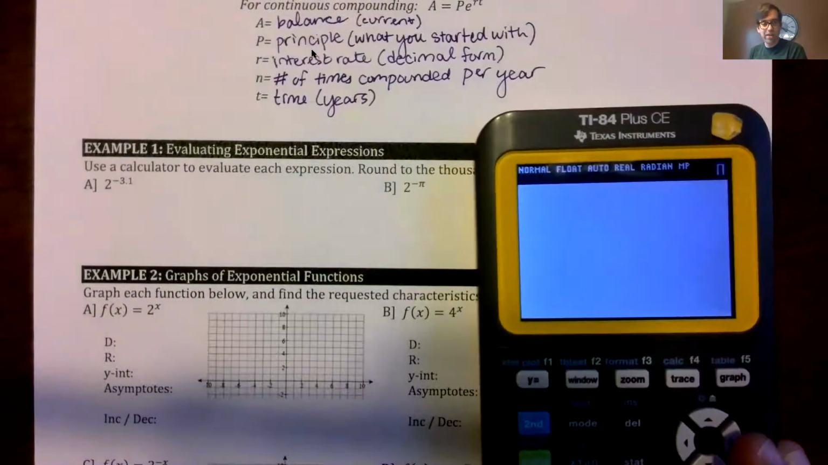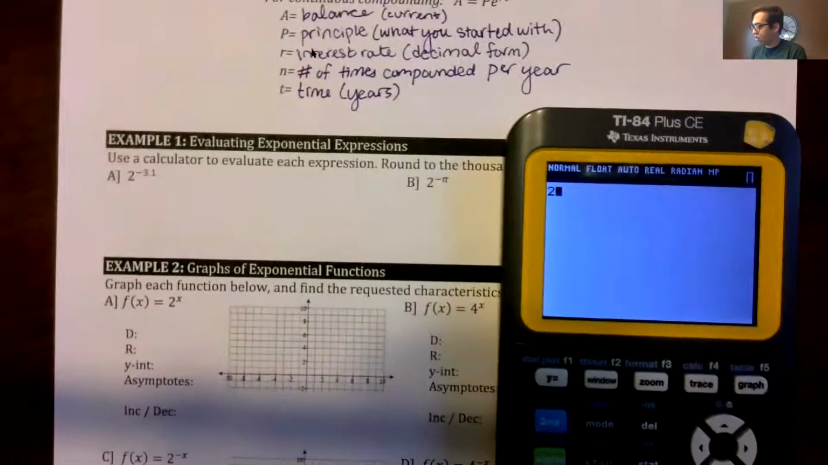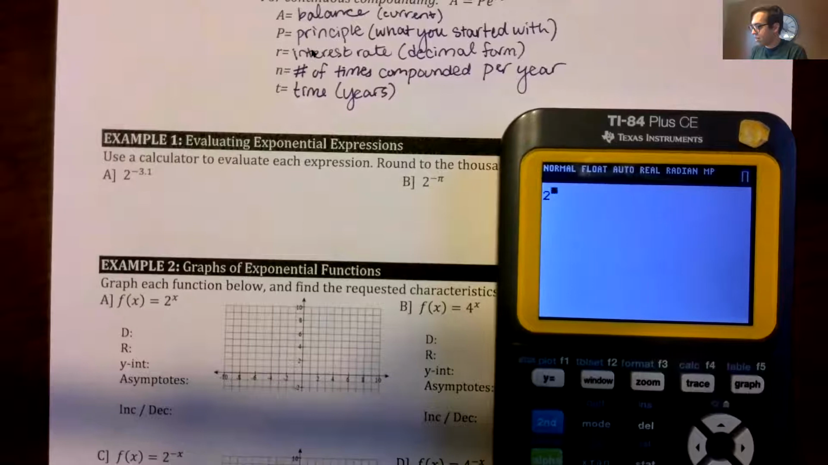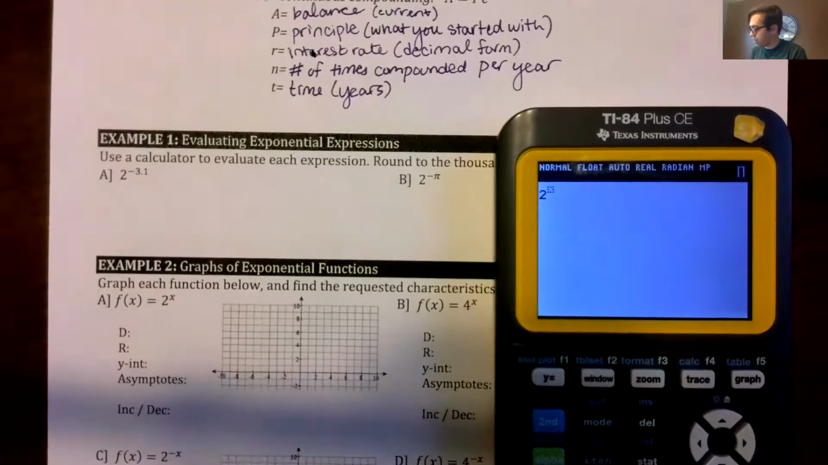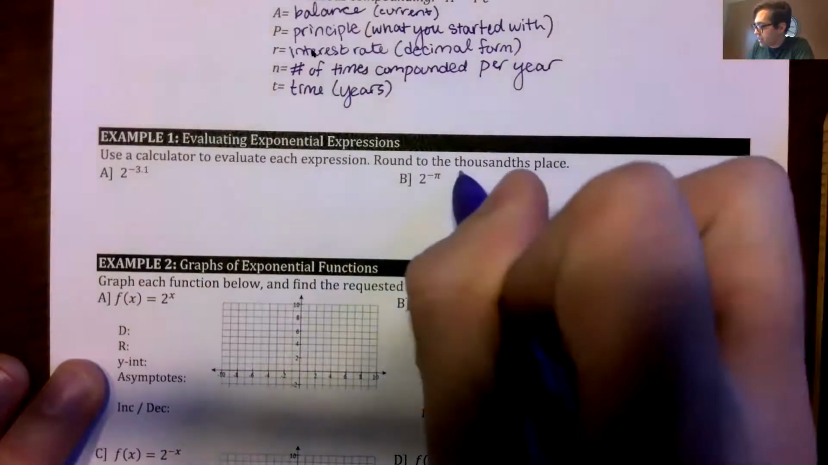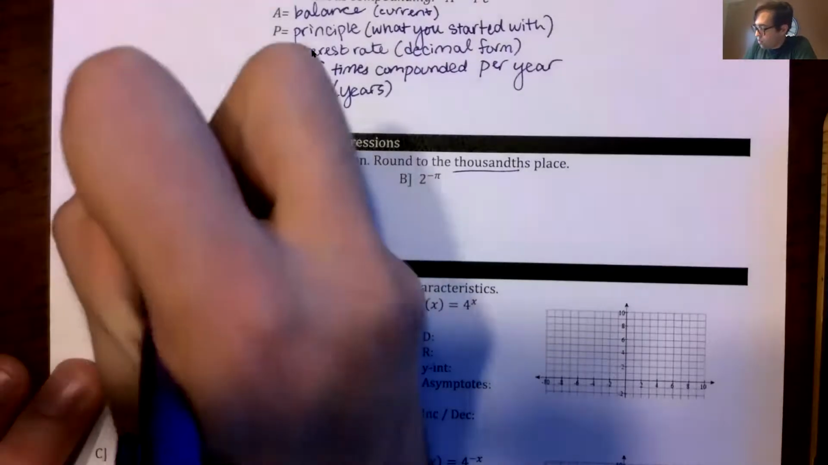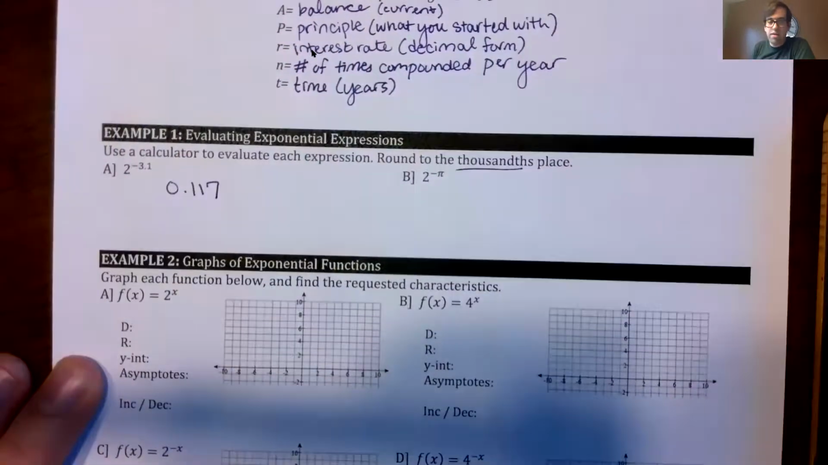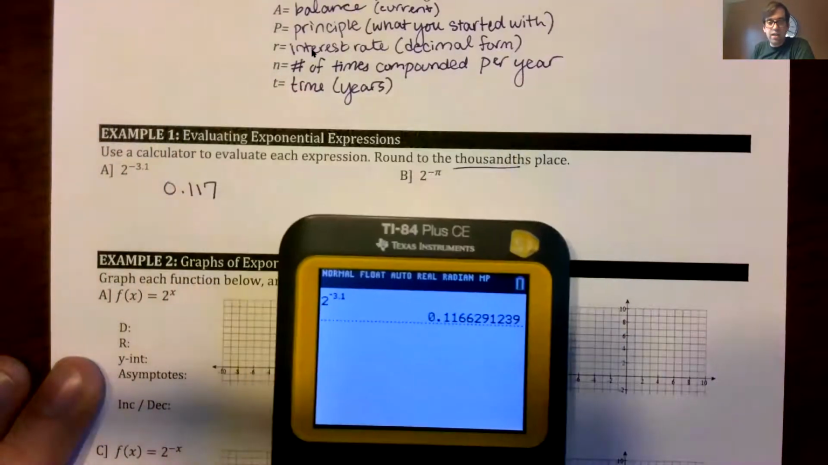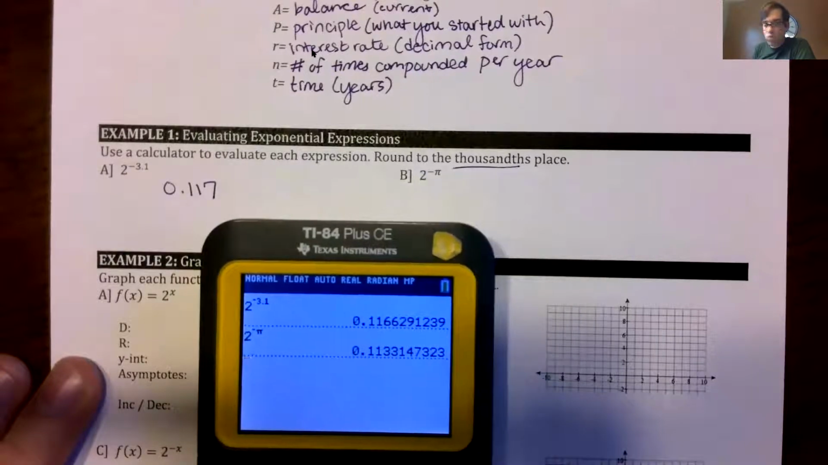So in example 1 here, we're just going to make sure we do 2, and then this little up arrow caret looking thing raises us to the exponent, and we type negative 3.1. And to the thousandths place means 3 decimal places. It goes tenths, hundredths, thousandths. So this would be 0.117 based off of that. Then we have 2 to the negative pi, and I get 0.113.